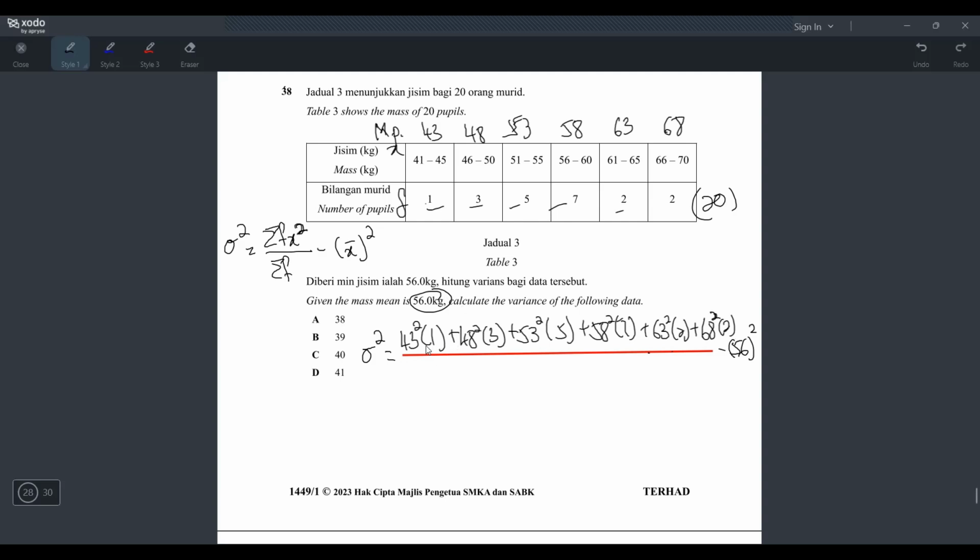Some students will ask me, sir, what if I write 1 times 43 square plus 3 times 48 square plus 5 times 53 square? Can also. Just make sure you put the square at the correct place. The square cannot be put at the frequency. Okay, divide total frequency is 20. Now we calculate this whole thing. So let's press 43 square plus 48 square times 3 plus 53 square times 5 plus 58 square times 7 plus 63 square times 2 plus 68 square times 2 equals, and then divide 20. So I get 3177, but I still have to minus 56 square, right? So answer minus 56 square, 41. And also this is paper 1. So paper 1, they don't look at your working. So you can straight away press the whole thing also can. You don't even have to write all this. Okay, so that's the answer.